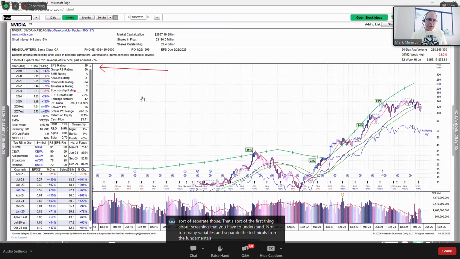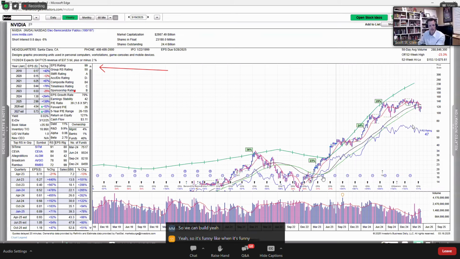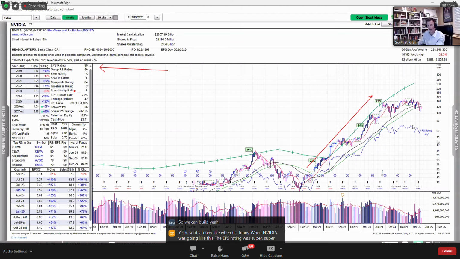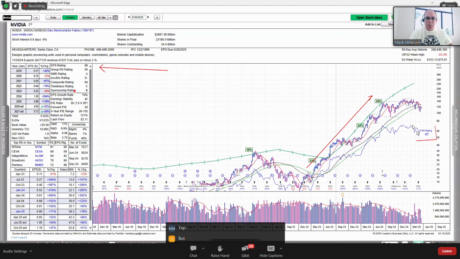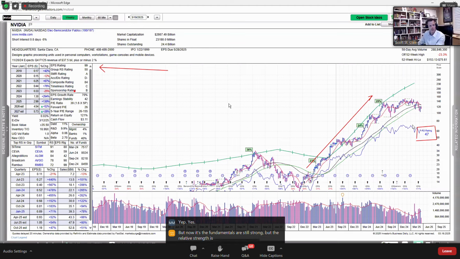And if you're going to put them together, then once again, have just some qualifiers. So maybe you have an EPS rank, but then you run all the technicals. It's funny, like when Nvidia was going like this, the EPS rating was super, super high and the relative strength was super, super high. But now the fundamentals are still strong, but the relative strength has kind of rolled over. So no surprise, the stock's kind of not going anywhere at this point.